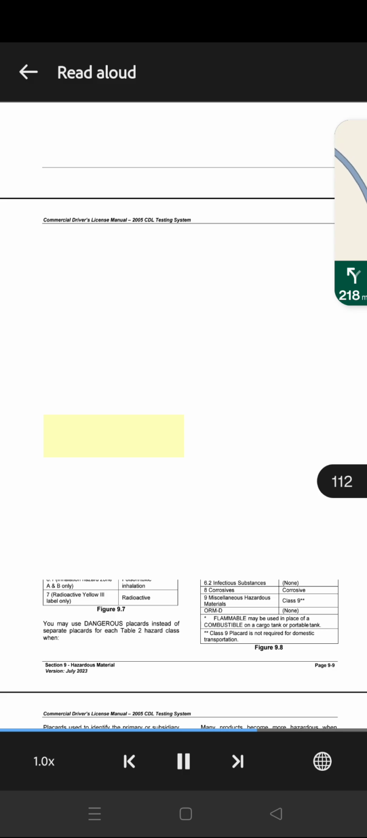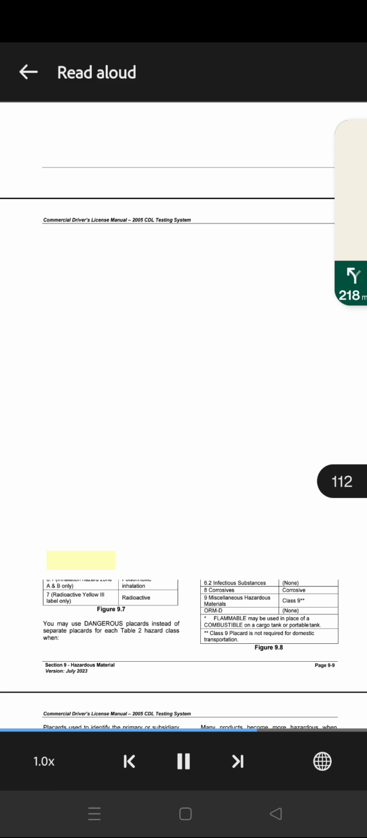See Figure 9.8. Placard Table 1, any amount. If your vehicle contains any amount of these, placard as follows. 1.1 Mass explosives, placard Explosives 1.1. 1.2 Projectile hazards, Explosives 1.2. 1.3 Mass fire hazards, Explosives 1.3. 2.3 Poisonous toxic gases, Poison gas. 4.3 Dangerous when wet, Dangerous when wet.